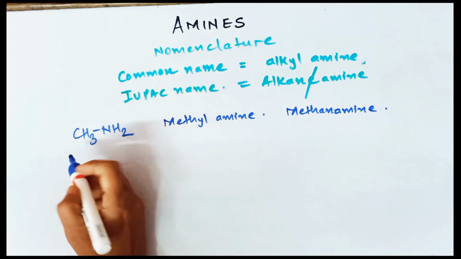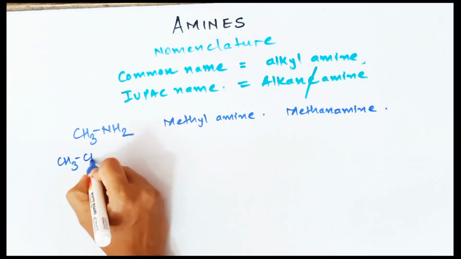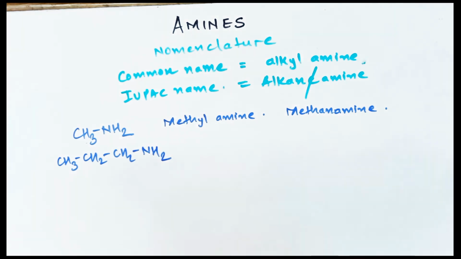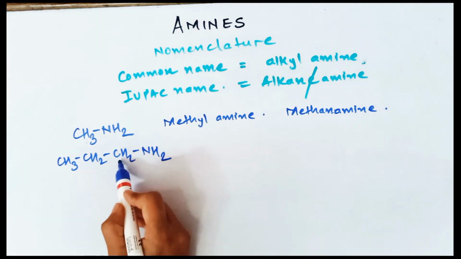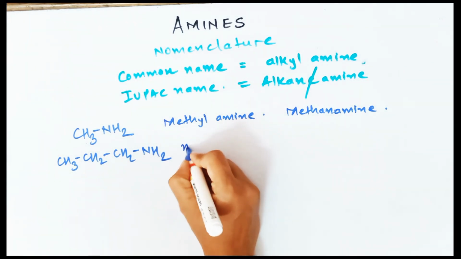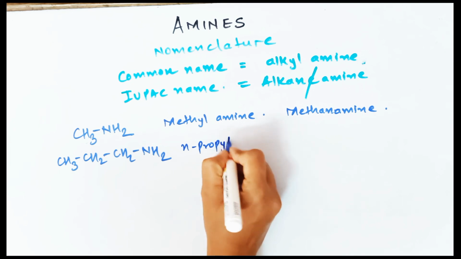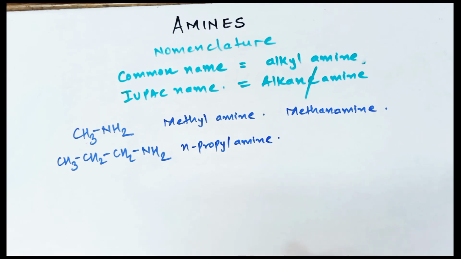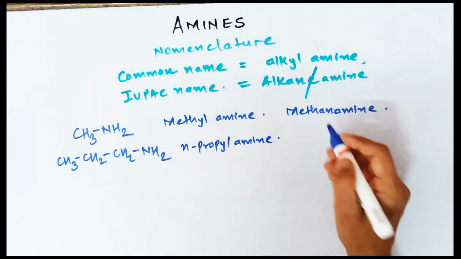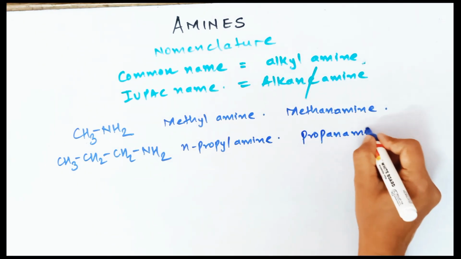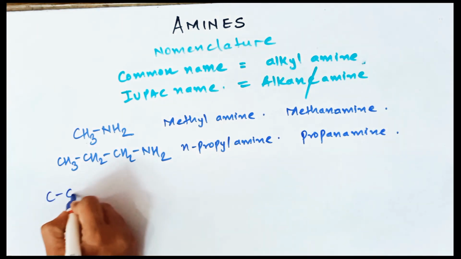So that's my first compound, which was not very difficult. We go to the second one, CH3, CH2, CH2, CH2, NH2. We have directly jumped to the third one. This compound has got 3 carbon atoms, so it's a straight chain. So we'll be calling it N-propyl amine in the common name. And when we talk about the IUPAC name, then we can call it propane amine.